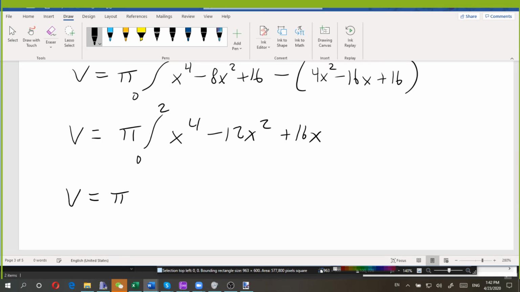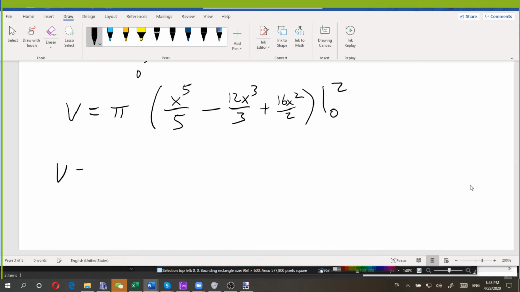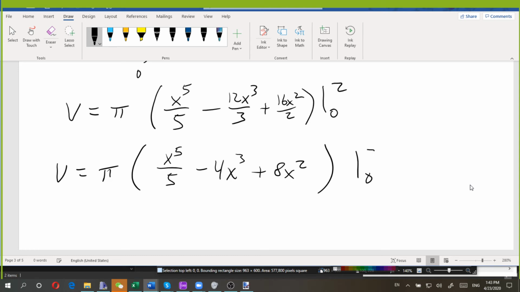So it becomes x to the fifth over 5, negative 4x cubed. Okay, you're right, but I'm going to write that out. Plus 8x squared. Okay, again, you're right. I'm just going to write that out. Okay. 0 to 2, which you told us was this. It's x to the fifth over 5 minus 4x cubed plus 8x squared, and then I've got bounds.